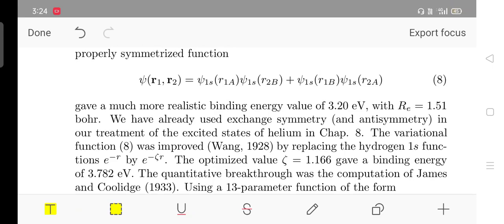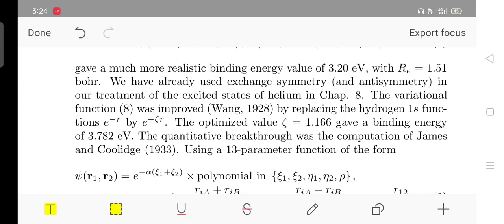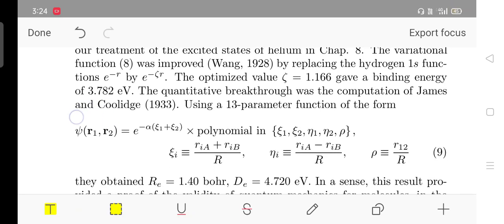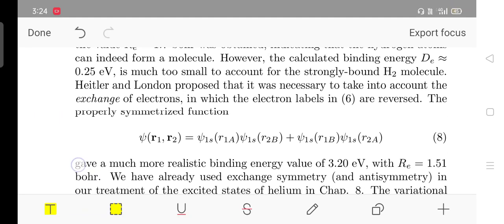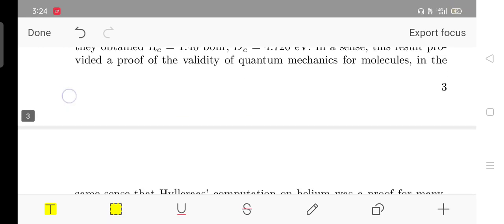Equation 8 gave a much more realistic binding energy value of 3.20 electron volts, with Re equal to 1.5. Okay, this is enough for today. So we have discussed the Heitler and London treatment.